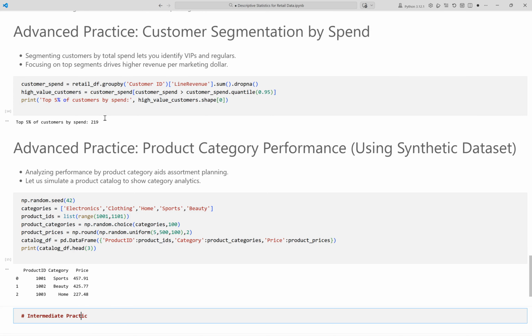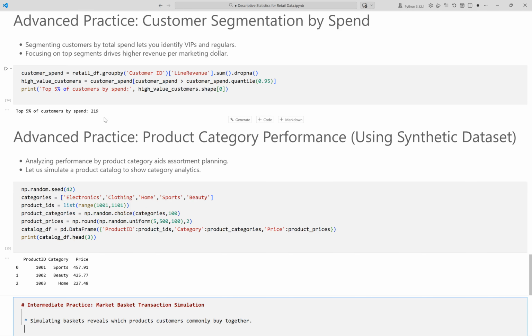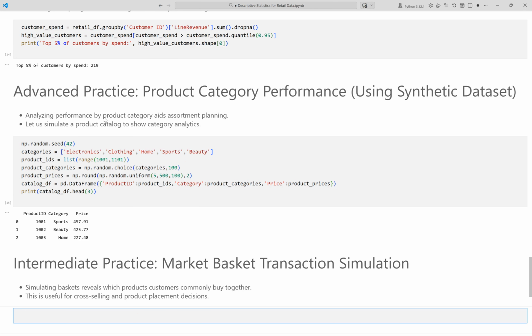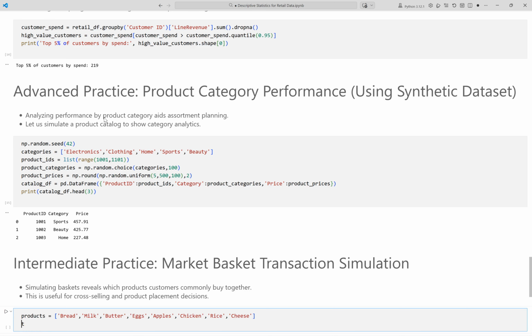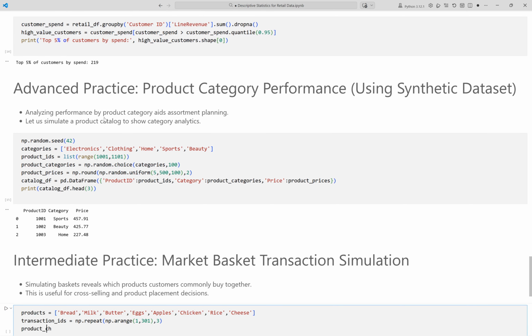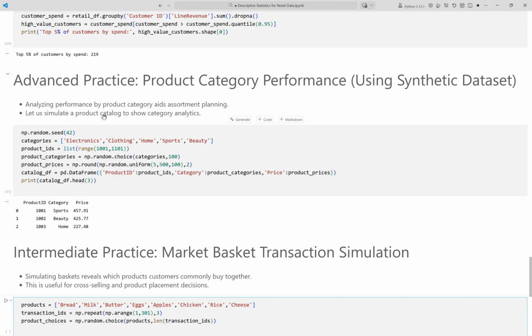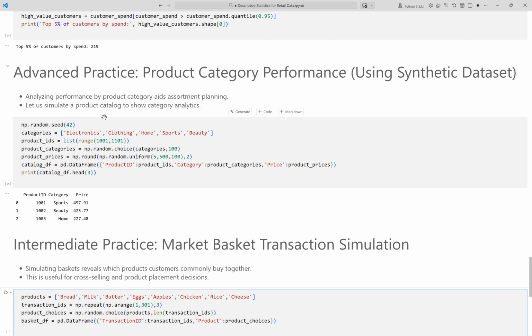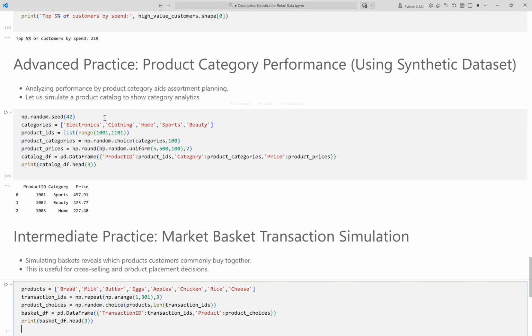Intermediate practice, market basket transaction simulation. Simulating baskets reveals which products customers commonly buy together. This is useful for cross-selling and product placement decisions. Running the cell now. We list several common grocery products. We simulate 300 transactions, with each transaction having 3 items. We randomly assign products to each purchase line. We build the market basket dataset with a transaction ID and product for each item. We display the top of our sample data.